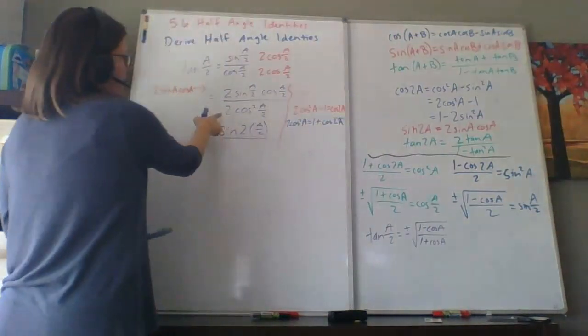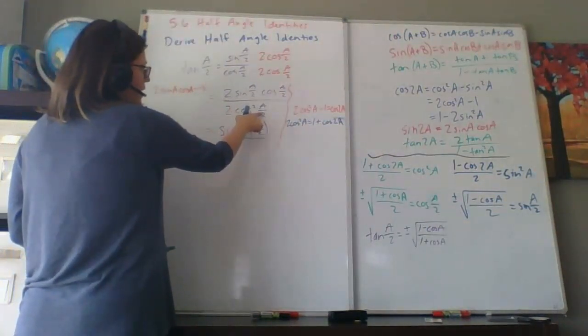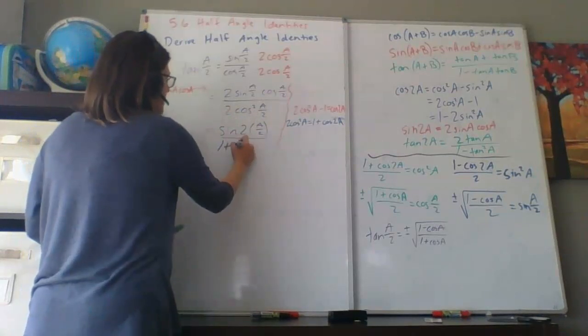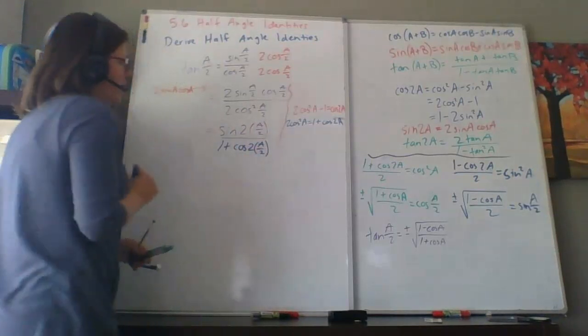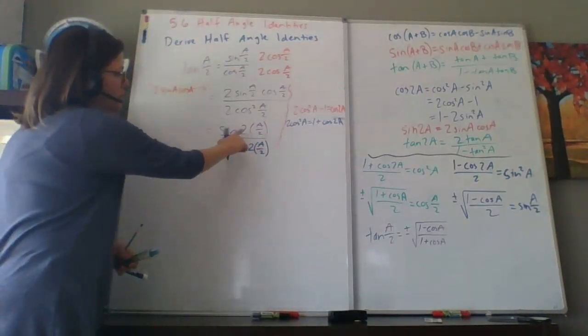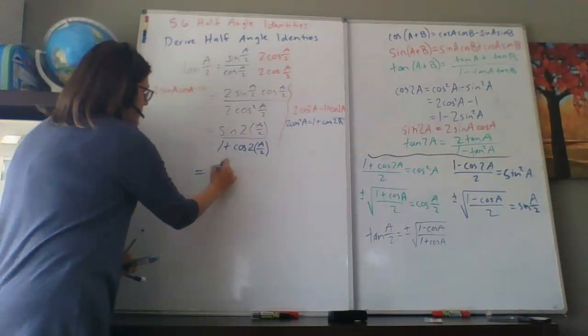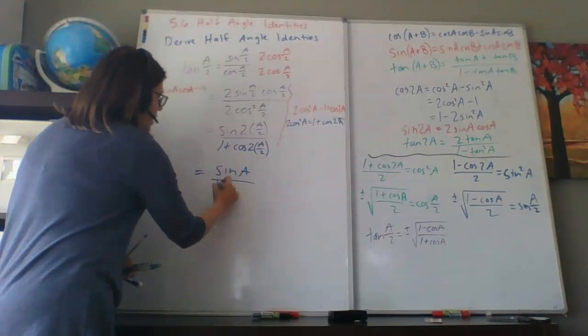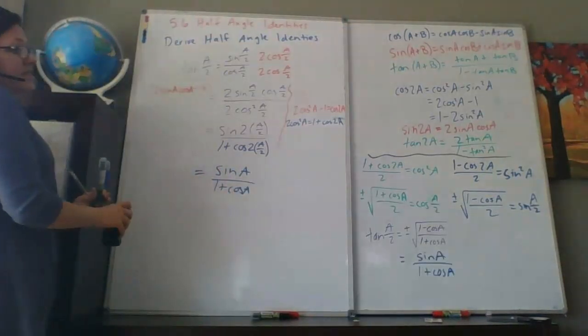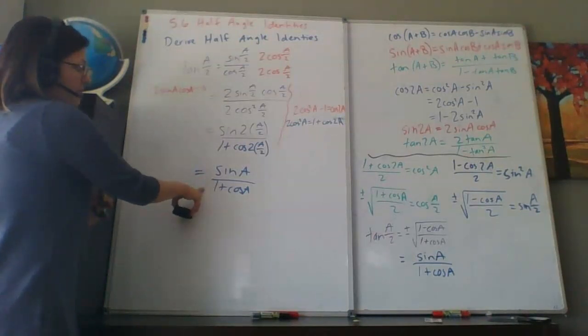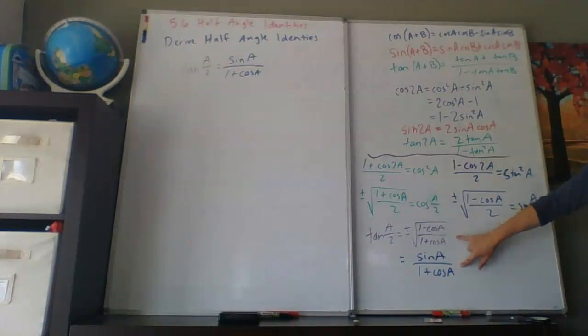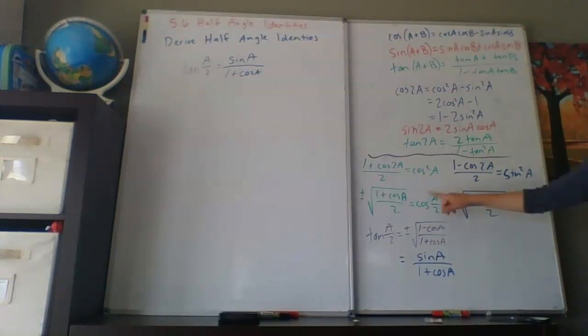So since here we have a 2 cosine squared of something, then we could write that as 1 plus cosine of 2 times that something. That something is A over 2. And notice both of these, the 2's cancel with the A over 2, and we get sine of A over 1 plus cosine of A. So this is a second half angle identity for tangent, which is sine of A over 1 plus cosine of A. I feel like these two are sufficient. I feel like this one's easier to work with computationally, and this one's intuitive from the sine over cosine.